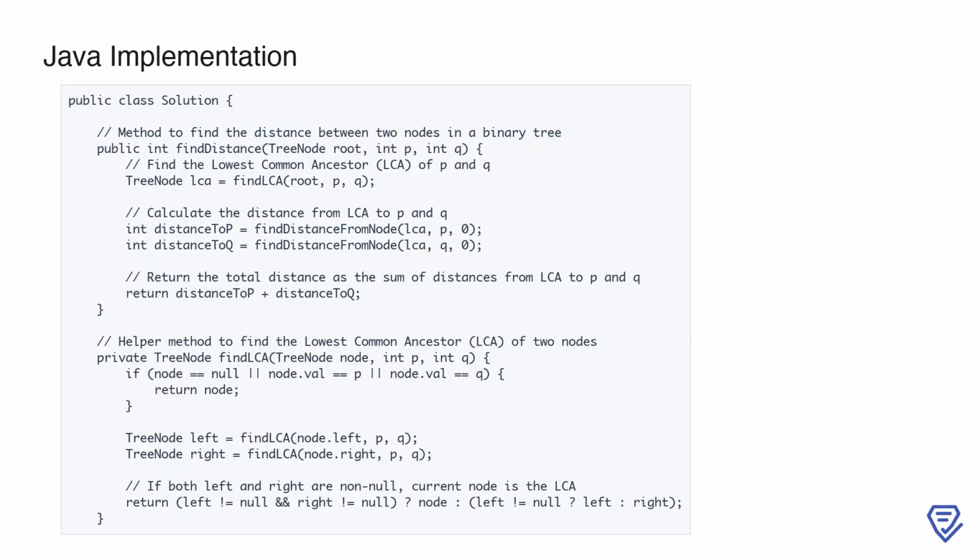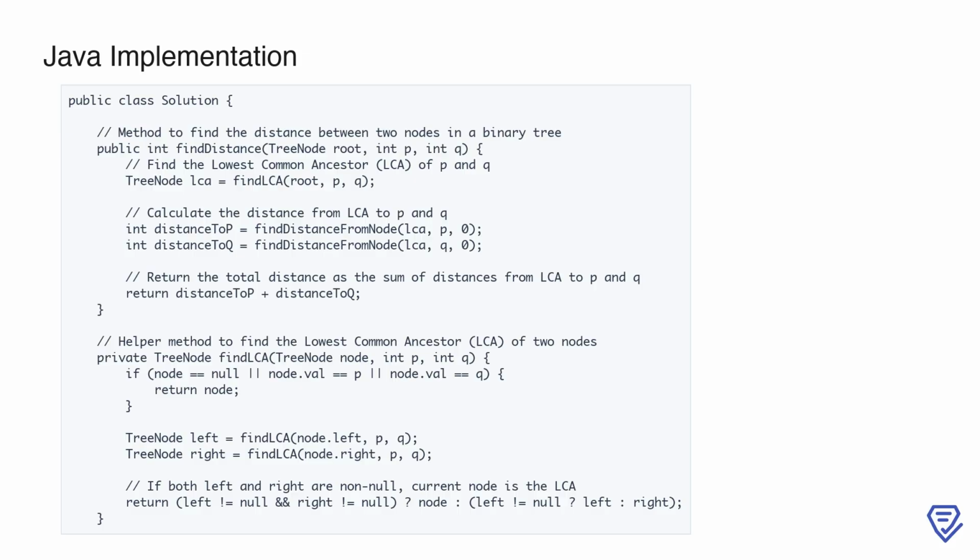Here, we define the main method, findDistance, which calculates the distance between two nodes in a binary tree. The first step is to find the lowest common ancestor, or LCA, of the two nodes, P and Q. This is done using the helper method findLCA. Once we have the LCA, we calculate the distance from the LCA to each of the nodes separately using another helper method, findDistanceFromNode. Finally, the total distance between the two nodes is simply the sum of these two distances.